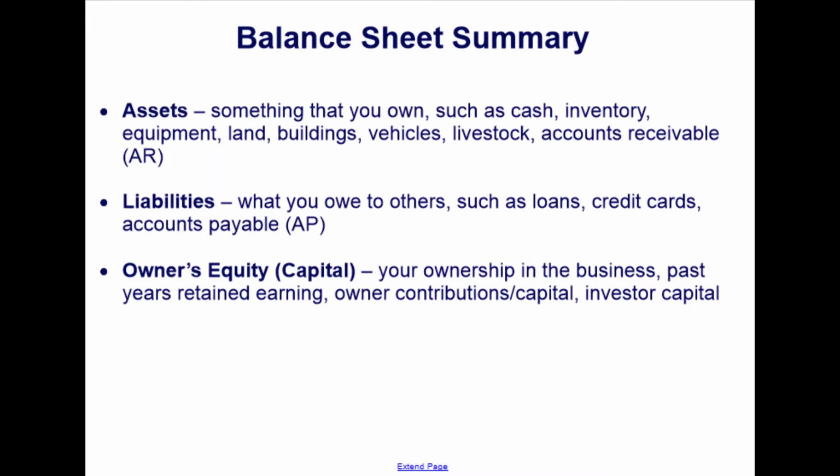Balance sheet summary. Assets, something that you own, such as cash, inventory, equipment, land, buildings, vehicles, livestock, accounts receivable. Liabilities, what you owe to others, such as loans, credit cards, accounts payable. Owner's equity, your ownership in the business: past years' retained earnings, owner contributions, and investor capital.